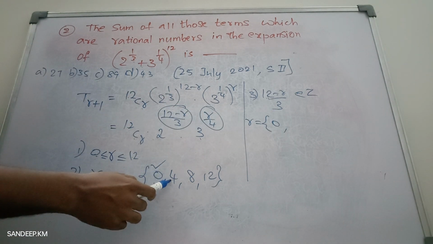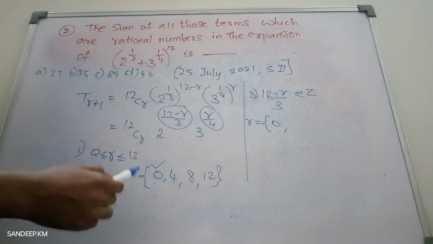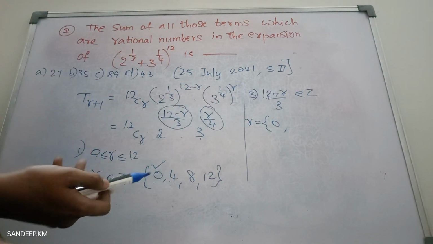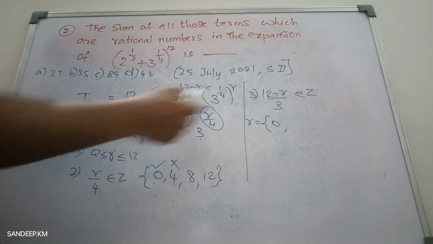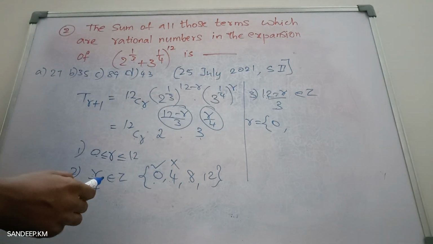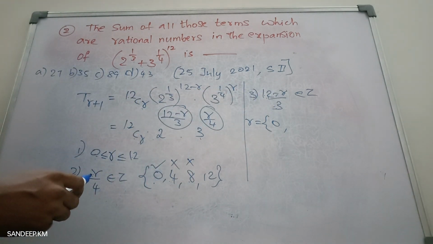Now let us take r value 4 and substitute it in place of r. 12 minus 4 is 8. 8 by 3 is not an integer. So we cannot take the value 4. Next, check with the value 8. 12 minus 8 is 4. 4 by 3 is not an integer. So 8 is also not accepted.